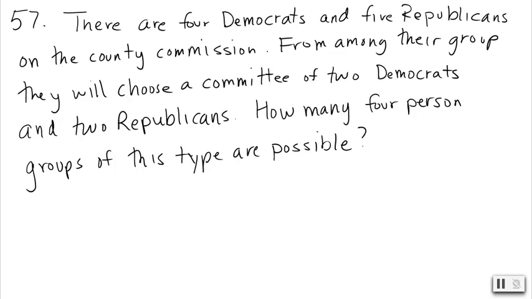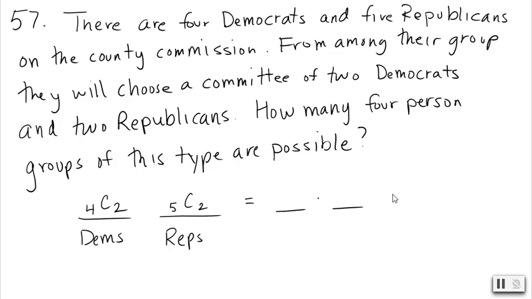So, just like in the last problem, we have 2 different choices to make. We have to choose Democrats and we have to choose Republicans. So for the Democrats, there are 4 choices, and we're going to select 2 of them. And for the Republicans, there are 5 choices, and we're going to select 2 of them. So we're going to figure out what each of those are, and then use fundamental counting to multiply them together. So 5 choose 2 we just did is 10, and 4 choose 2 I'll show you is 6.